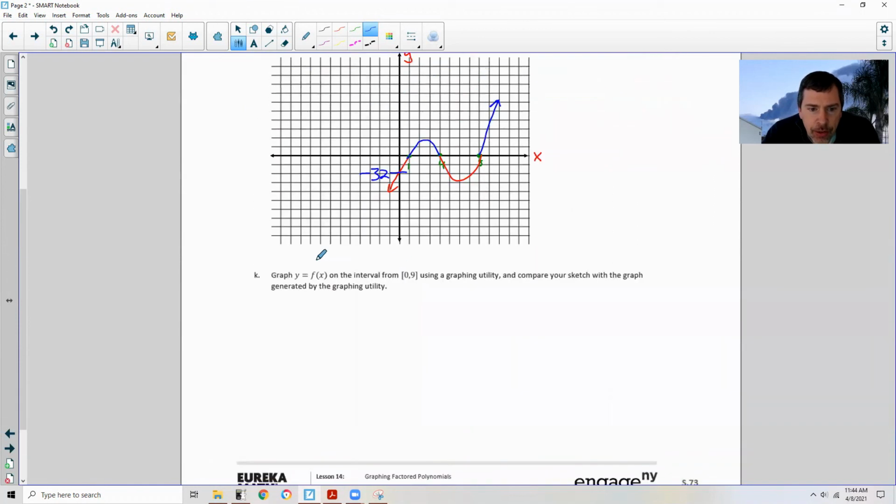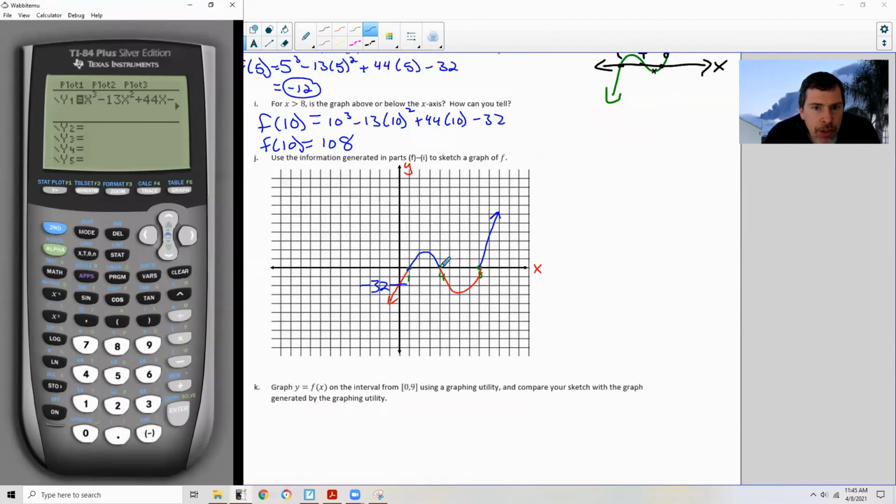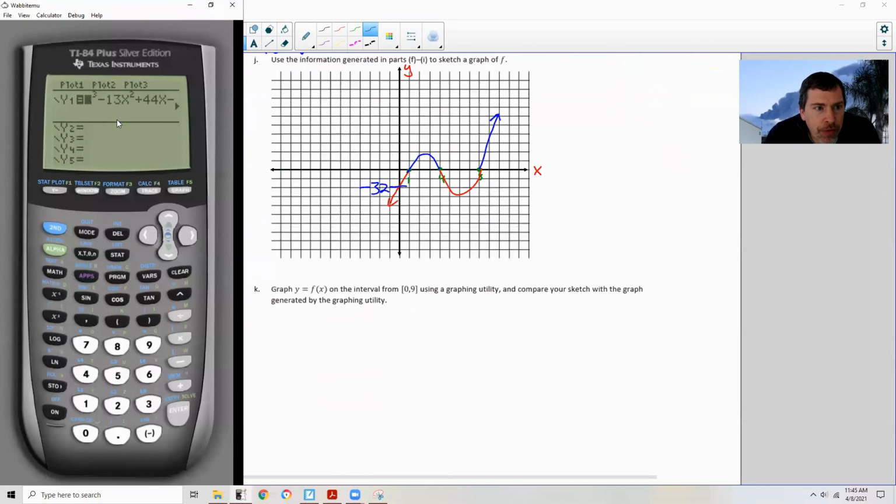Okay. Graph y equals f of x on the interval from 0 to 9 using the graphing utility and compare your sketch with the graph. So what they mean is to get the calculator, turn it on, and go to y equals, and it's x cubed minus 13x squared plus 44x minus, I think it was 32. So I've got that entered in my calculator. And then I want to change my window from 0 to 9. So I want my x minimum to be 0 and my x maximum to be 9. And I hit graph.